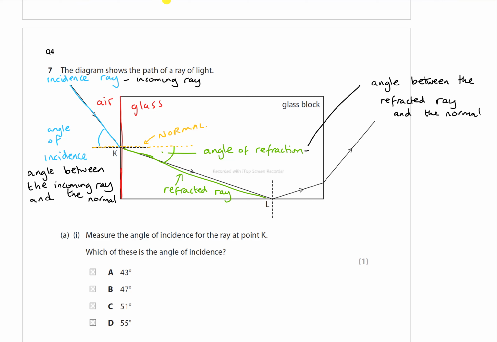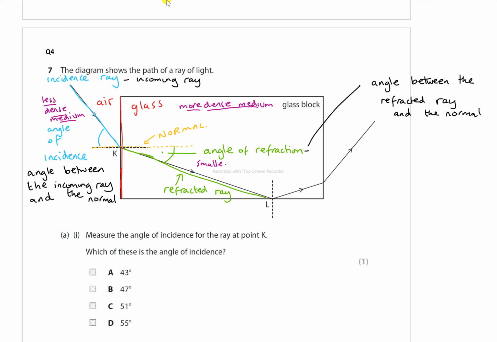Right, it's gone from a less dense medium to a more dense medium. So it will refract, it will move towards the normal. So when this is the case, this angle is going to be smaller. Okay, what else do we need to know?